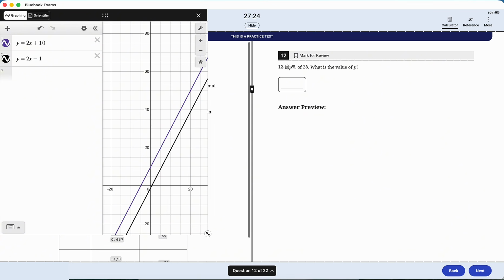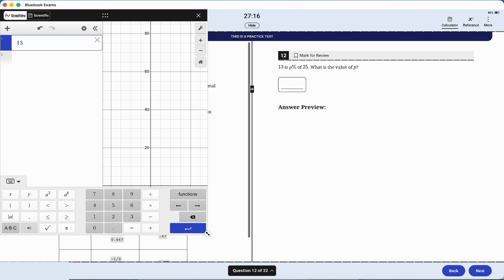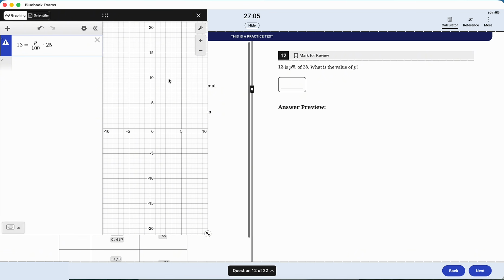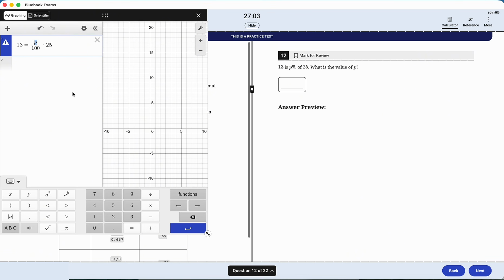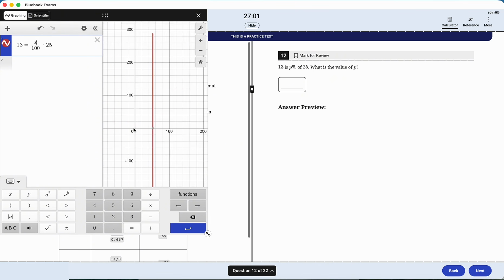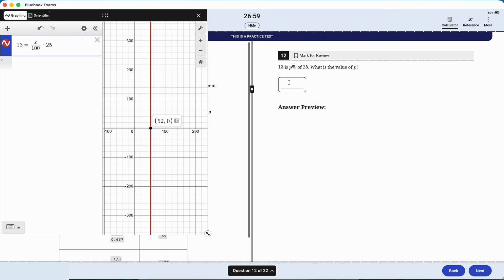Next one, percent problem. You want to be able to translate some of these percent problems. This is literally an equation, right? You can write it. 13 is just 13. Is is your keyword for equals. P percent, I can write P over 100 to represent something as a percent. Of is a keyword for multiplying, right? And 25. And that's my equation. Desmos will solve this for me. I just need to make the unknown X for Desmos to solve it. And you see, I can zoom out and just click on my answer and it's 52.